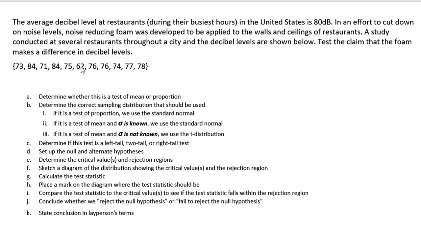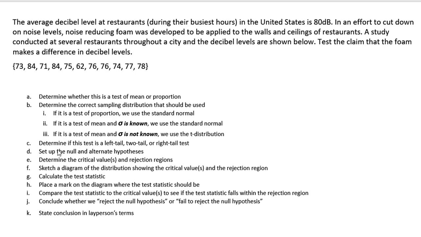So here's the data that's given, and we still will have to deconstruct this, but let's just take a look at part A. It says determine whether this is a test of mean or proportion. We already know it's a test of mean. And determine if sigma is known. In this case, sigma is definitely not known because we're not even given any kind of a standard deviation.